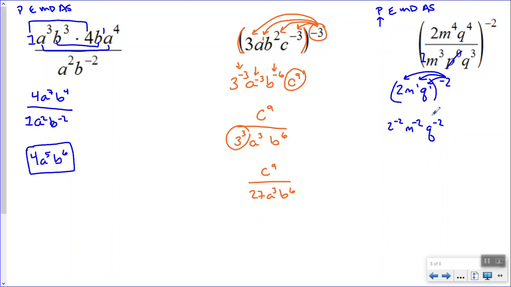Now, each of these is a negative exponent, so that means this is all going to move down into the denominator of a fraction. When we move it down and there's nothing left, that means we have a 1 up in the numerator. The only thing left that we have to simplify is this 2 squared, and we end up with 1 over 4m squared q squared.